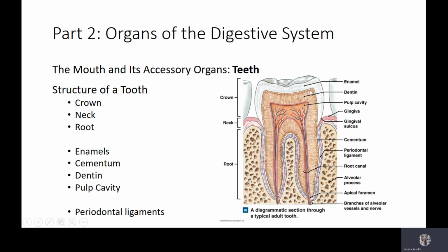And the dentin is actually going to have tubes that carry nutrients and materials from the pulp to the enamel. This deepest region is called the pulp cavity, and the pulp cavity is going to contain the blood vessels that feed and nourish the tooth, and it also is going to have sensory neurons located there.